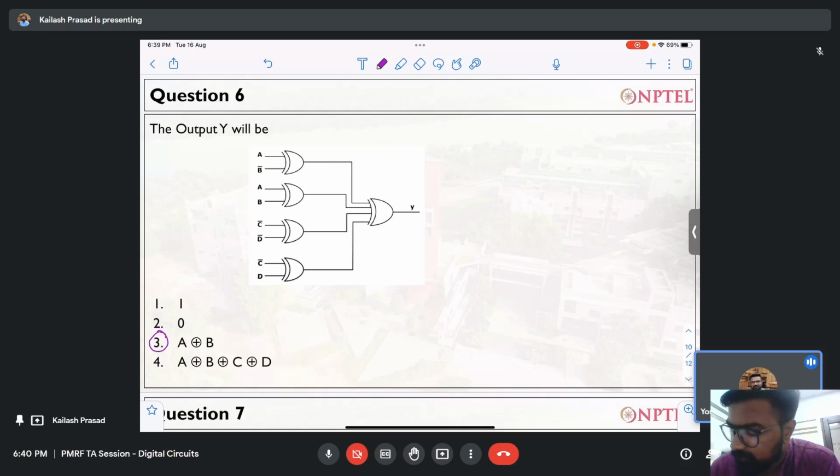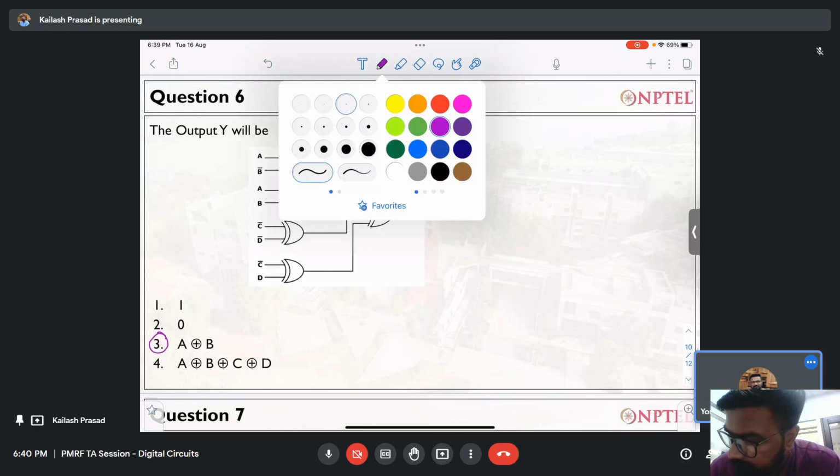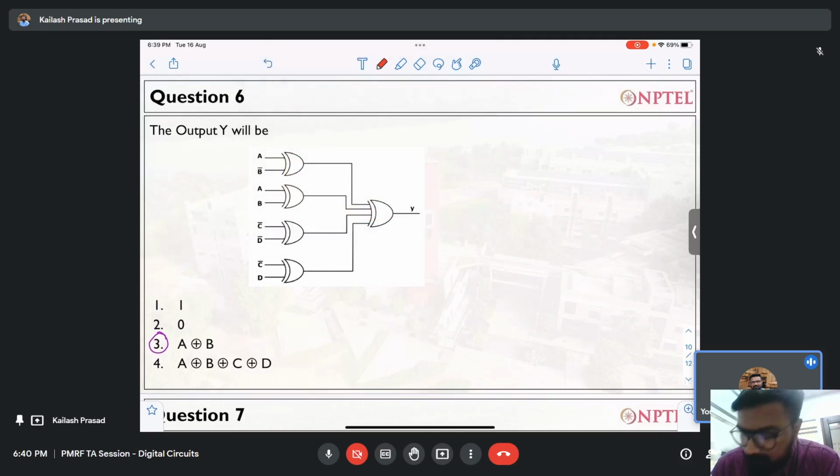Okay, so let me solve the problem for you. It is very simple. What you have to do, you have to just write down A XOR B bar. This is A XOR B. Okay, this is C bar XOR D bar. And then this is C bar XOR D. Okay, and then you have to take XOR of each and every one.